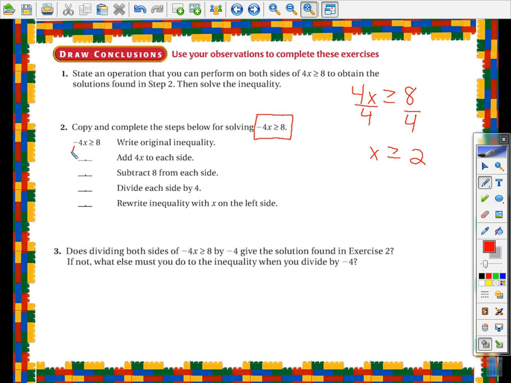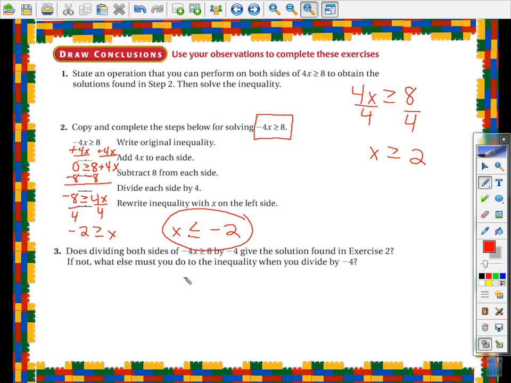Instead of dividing, let's add 4x and move everything to one side of the inequality symbol. On the left, I have 0 greater than or equal to x plus 8 plus 4x. Now I'm going to subtract 8 and move it to the other side. So I have negative 8 greater than or equal to 4x. Now I divide by 4, and I'm left with negative 2 is greater than or equal to x. Let's rewrite this so that the x is on the left side. So I get x is less than or equal to negative 2.